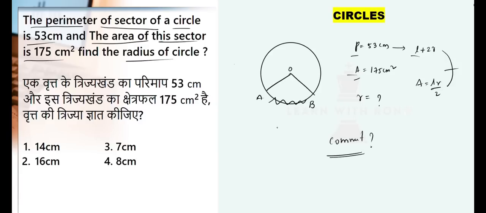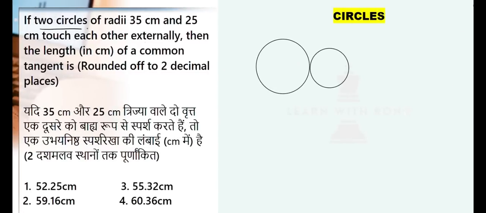Okay, next question. See this question here. If two circles of radius 35 and 25 centimeters touch each other externally. See here, two circles touch each other externally, and the radius of the larger circle is given as 35 centimeters and the radius of the smaller circle is given as 25 centimeters. Then they ask us to find the length of the common tangent of these two circles. Simply, they ask us to find the direct common tangent value.